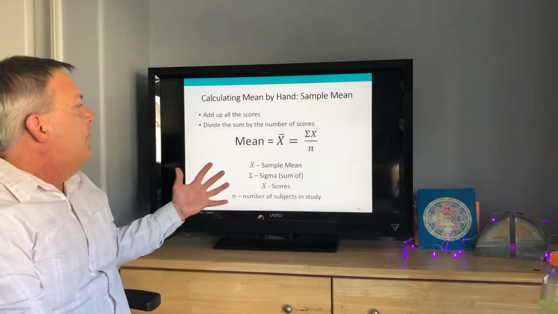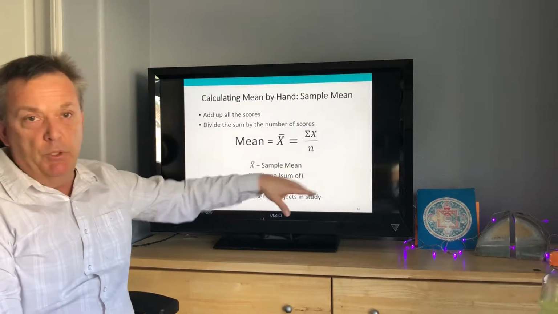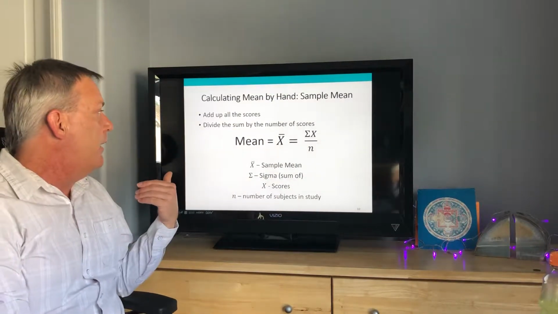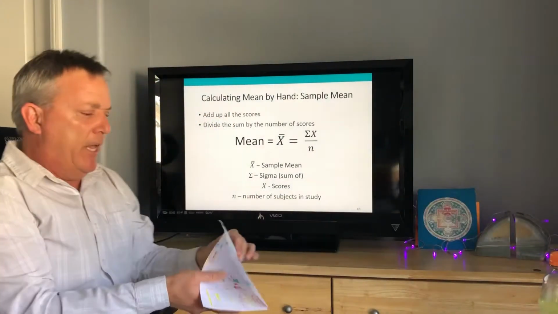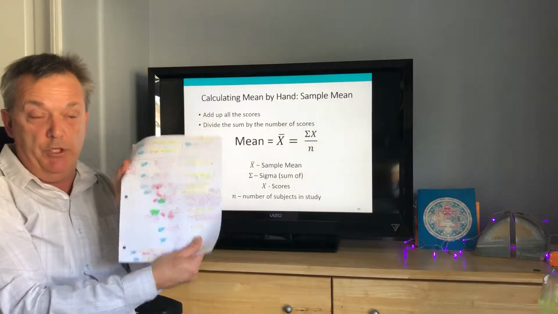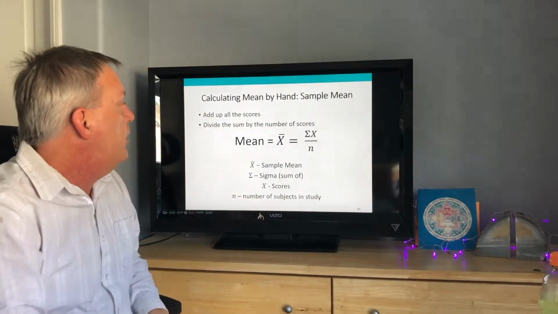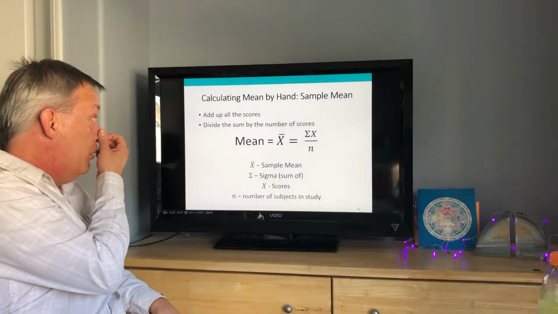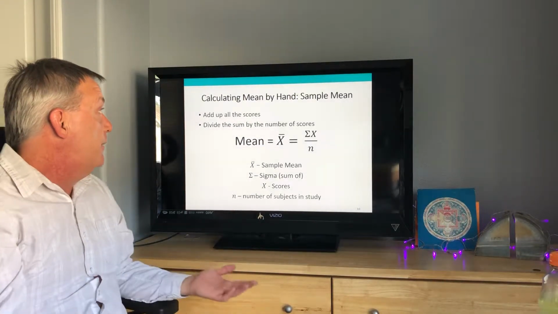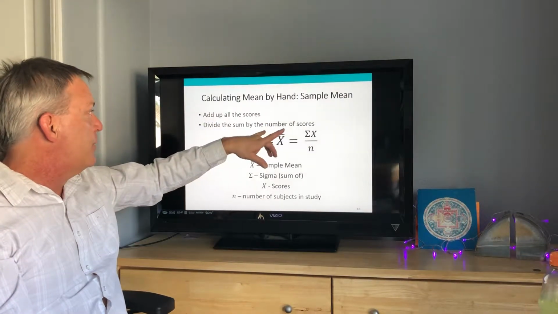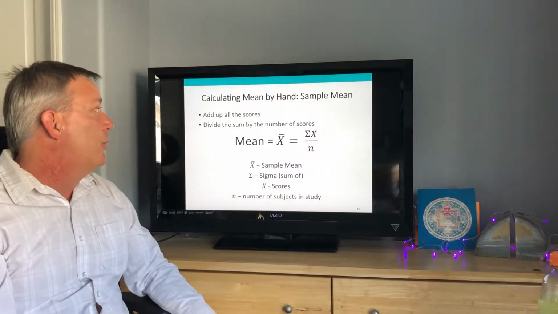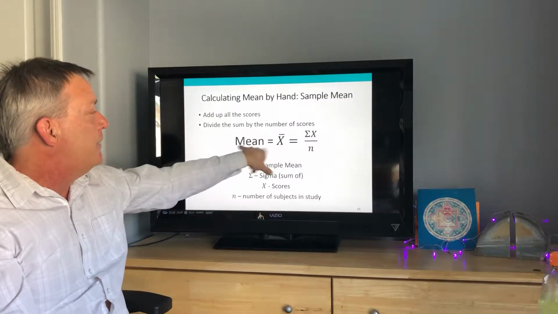You want to become comfortable with all these symbols. So what I've done is jotted down a lot of the symbols that we use, just to become super comfortable with them. That's what we're going to discuss here, other than the definition of the mean. The mean is you add up all the scores, and then you divide the sum by the total number of scores, and that's depicted here.